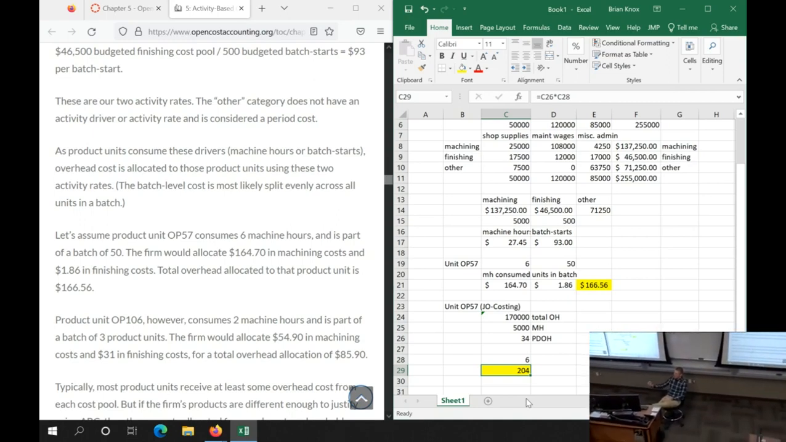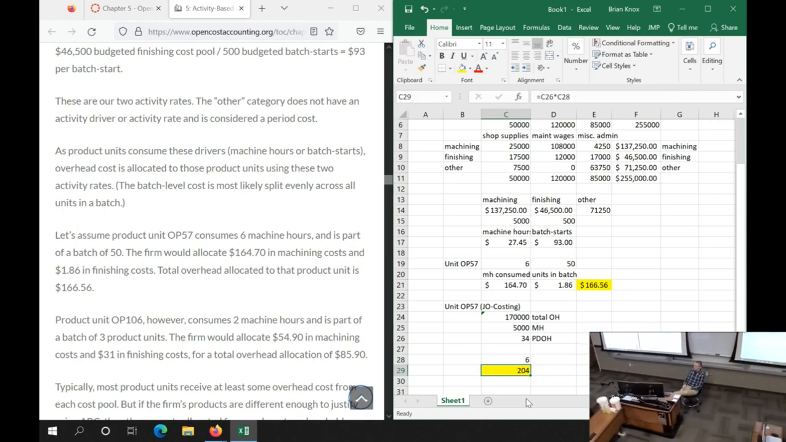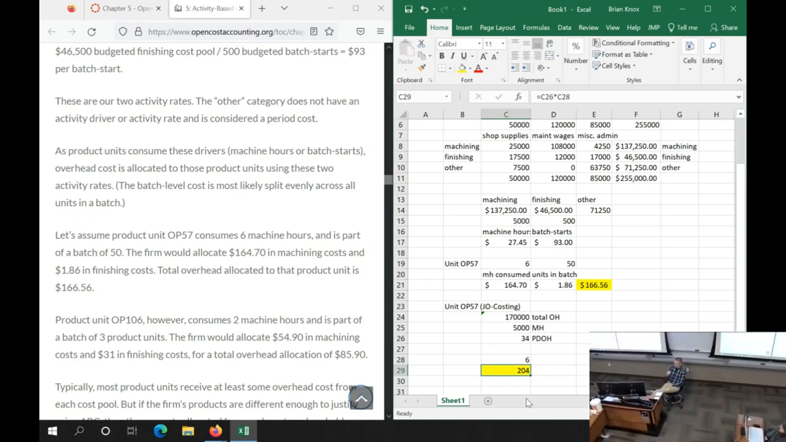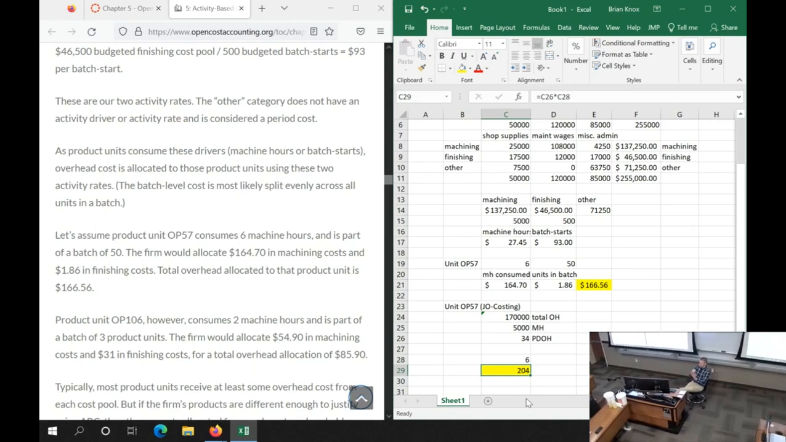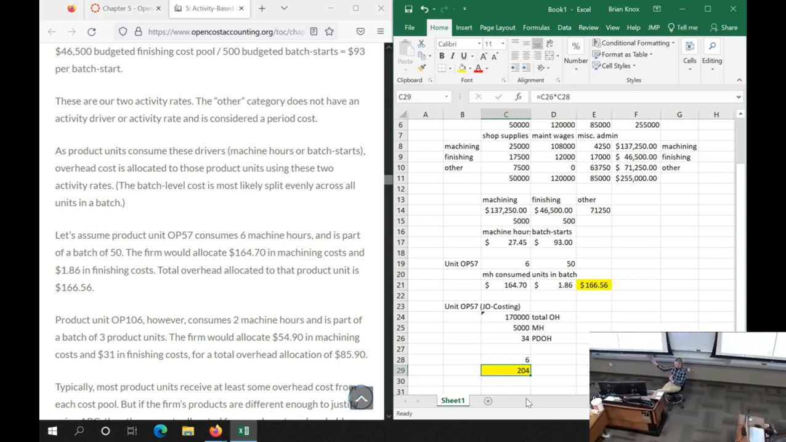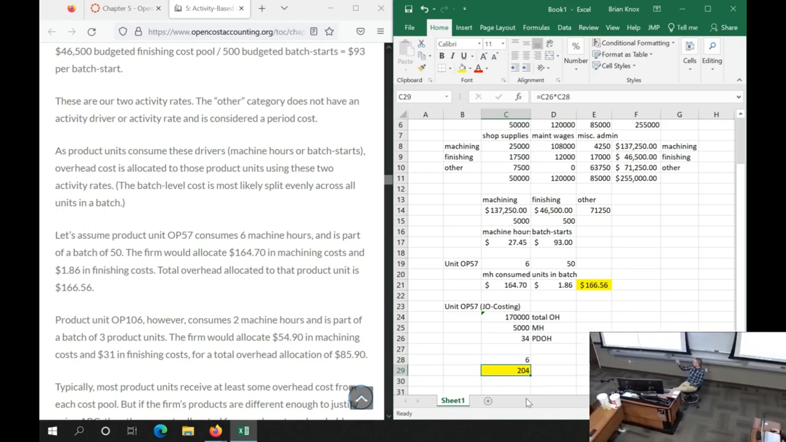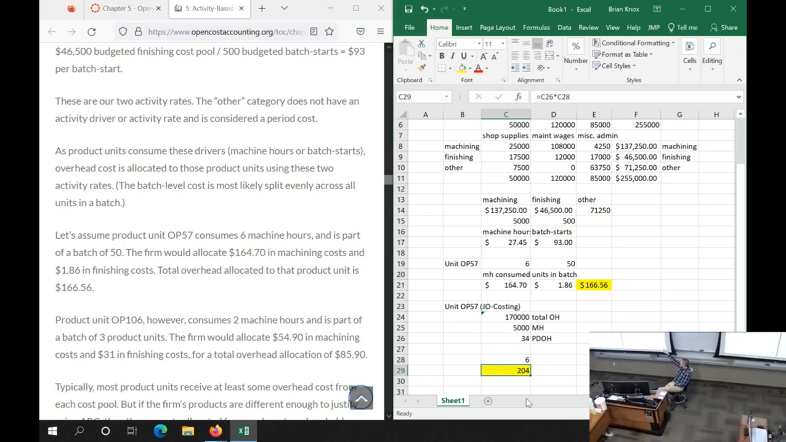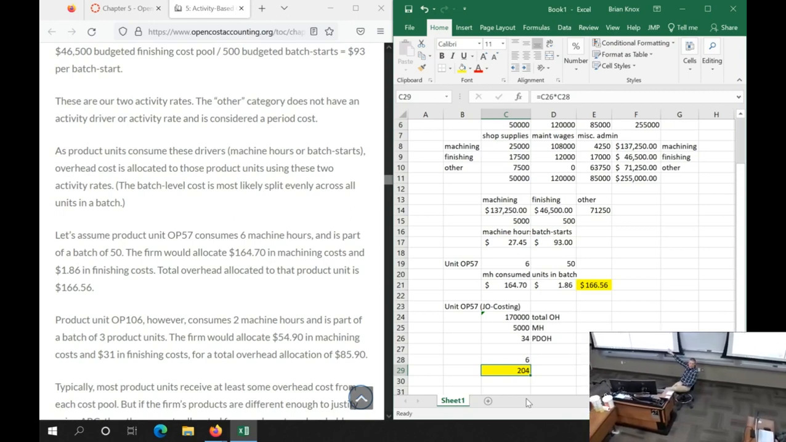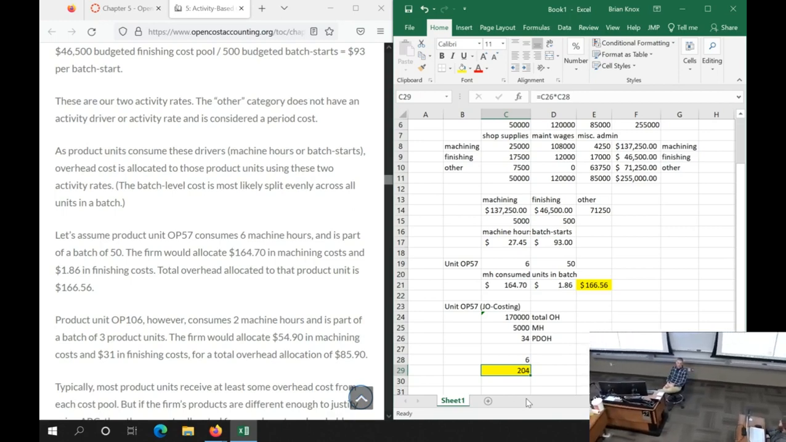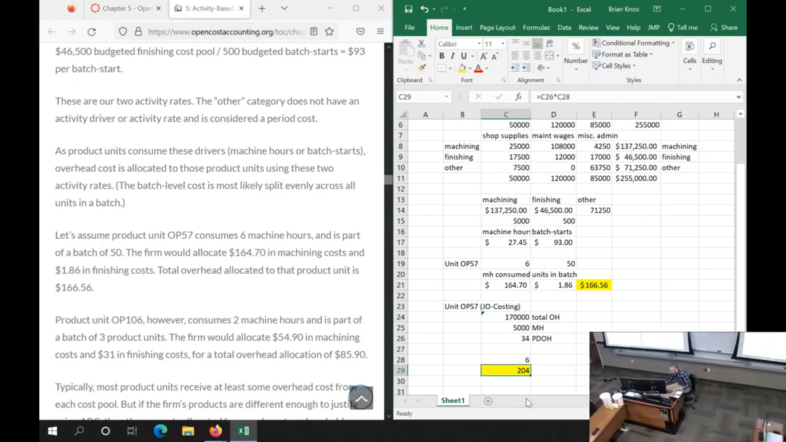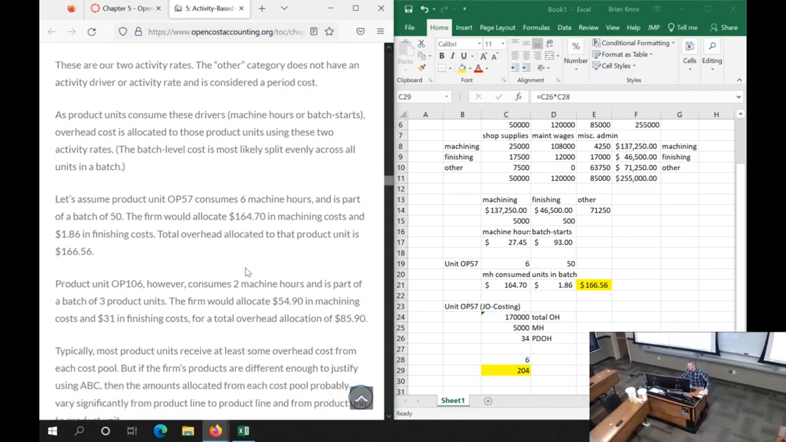But when we refine, because we're going to take several cost drivers and pull out the amount of each of the GL categories that's associated with those cost drivers, get a more refined picture, we can see it's actually going to be charged $166.56 of overhead cost. That's $40 less than we thought. We can compete with this. We can do this. And we would decide then maybe, hey, let's go ahead and make OP57 and be more profitable. So it helps with your decision making by being more refined.